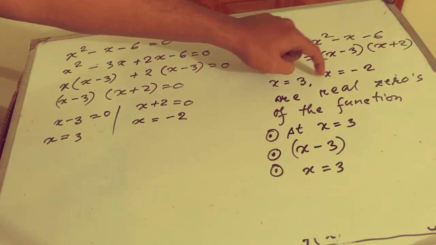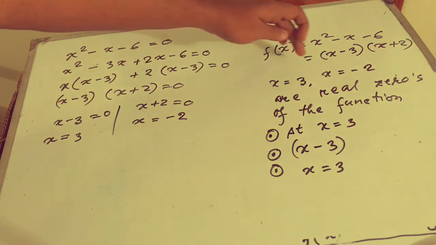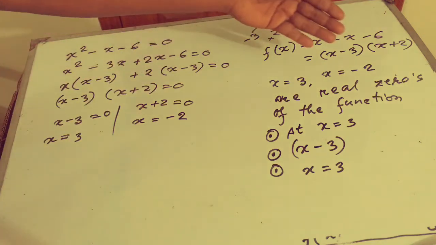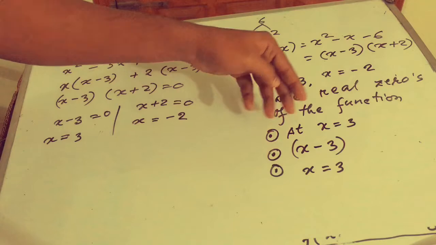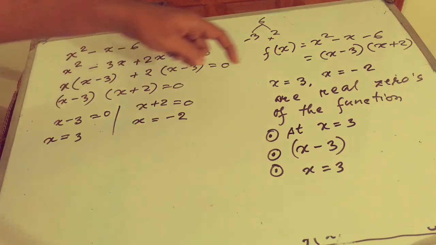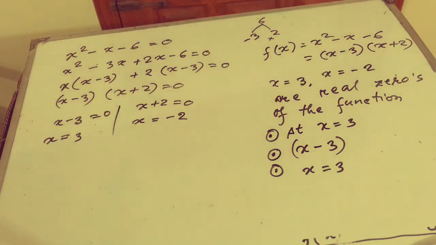And the same thing we can say about this x equals minus 2 also. We can say at x equals minus 2 we have the case where the function becomes 0. Then we can say x plus 2, the opposite of this, x plus 2 is a factor of the given function. Then we can say at x equals minus 2 there is an intercept of this graph. So basically these are the real 0s. This is what real zeros means.